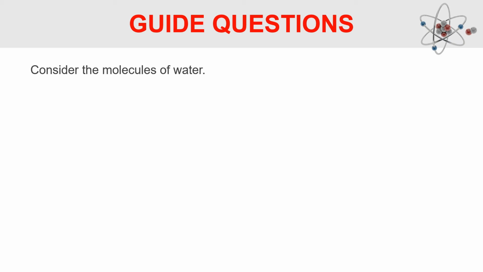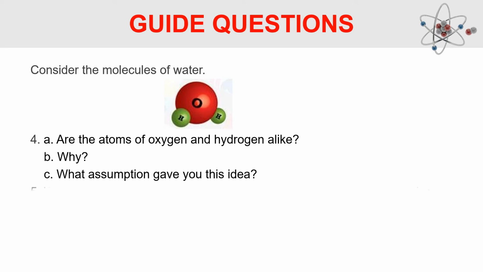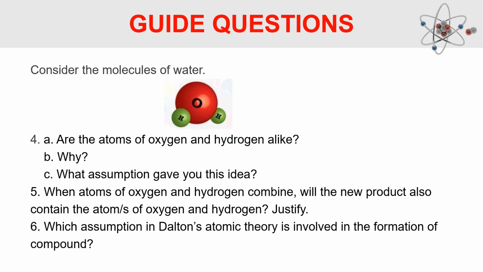Consider the molecules of water. 4a. Are the atoms of oxygen and hydrogen alike? B. Why? C. What assumption gave you this idea? Number 5. When atoms of oxygen and hydrogen combine, will the new product also contain the atom or atoms of oxygen and hydrogen? Justify. Number 6. Which assumption in Dalton's atomic theory is involved in the formation of compound?